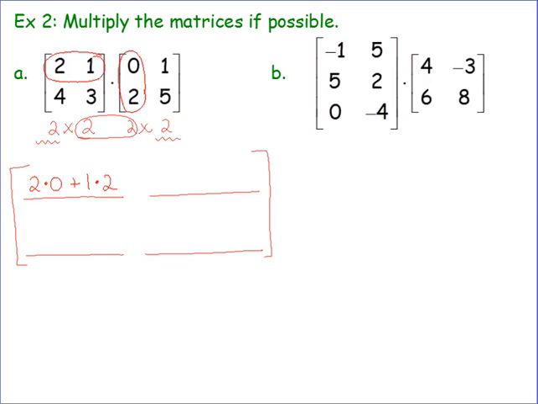Now, I'm going to erase these bubbles because I want to use a new color. I'm going to keep the top row, but now I'm going to move to the right column. So top row, right column. This is where my work is going. 2 gets paired with 1 with multiplication. 1 gets paired with 5 with multiplication. And then we're going to put a plus sign between them.